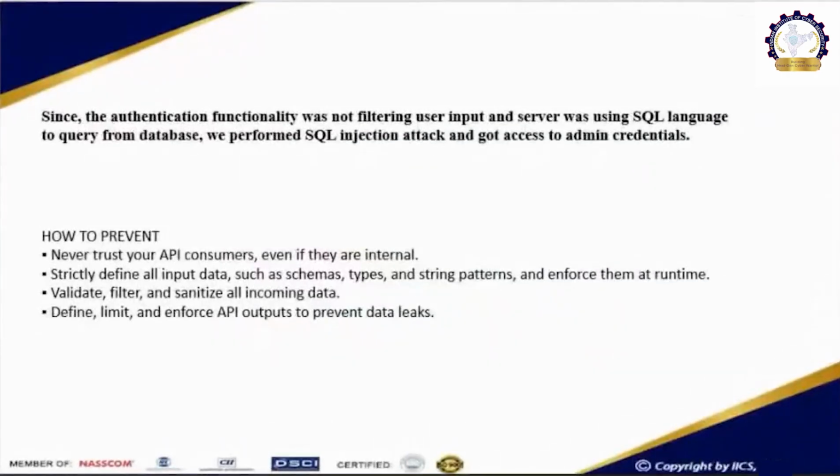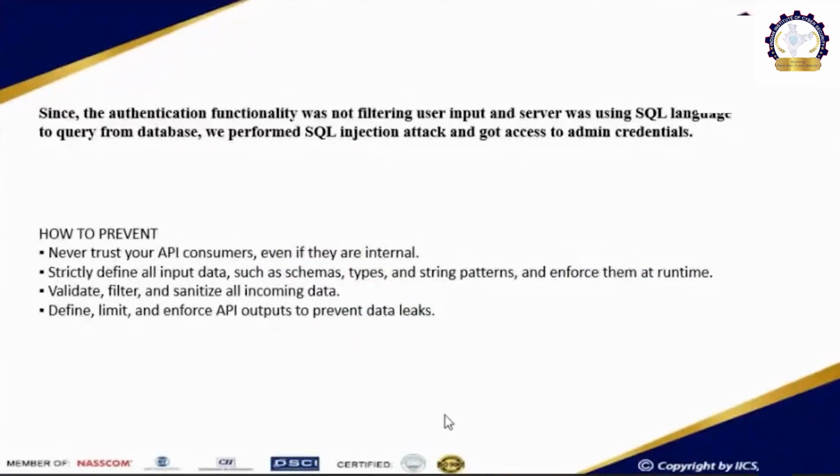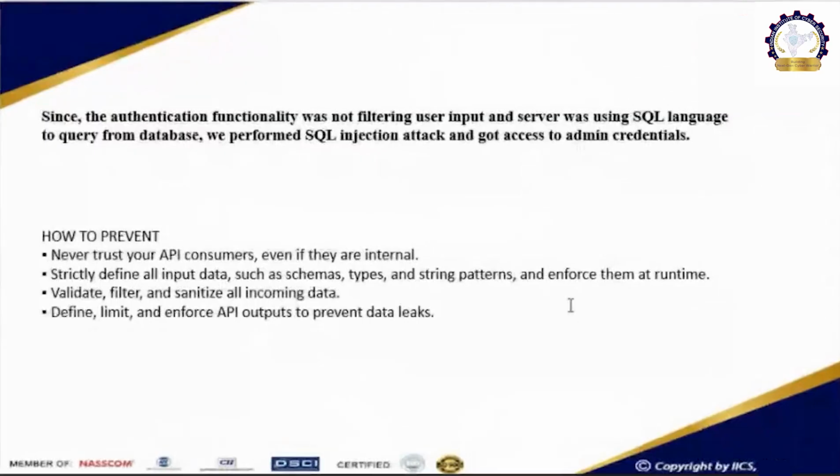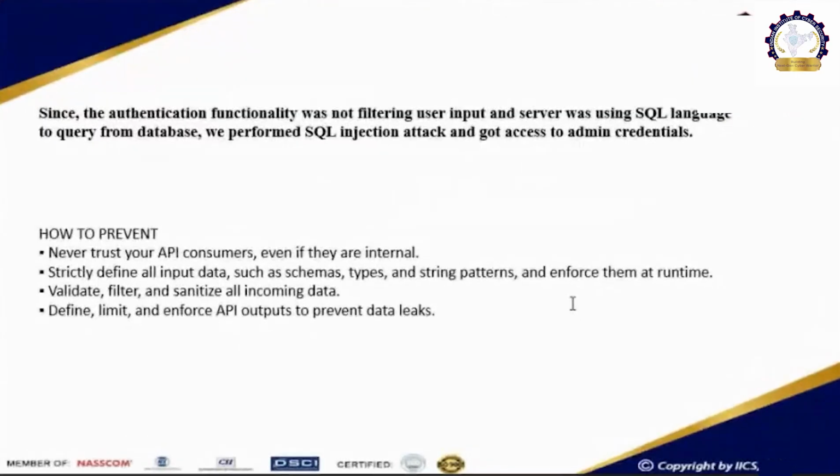Yeah, it's visible now. Okay, so what's happening here is that the authentication functionality was not filtering user input, and the server was using SQL, the database here. That's why I performed SQL injection to gain access to the admin credentials. So how do we prevent it? There are some basic necessary steps. Never trust your API consumers, even if they are internal.